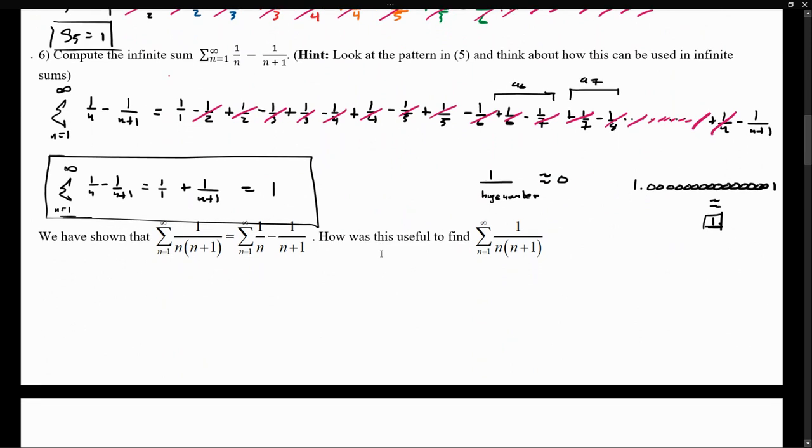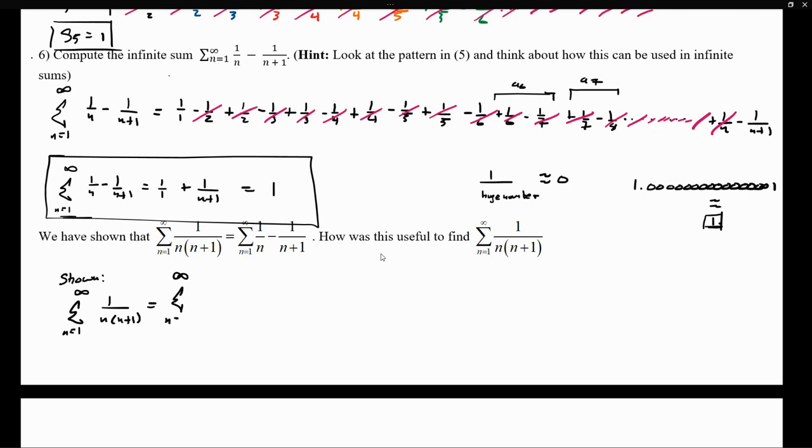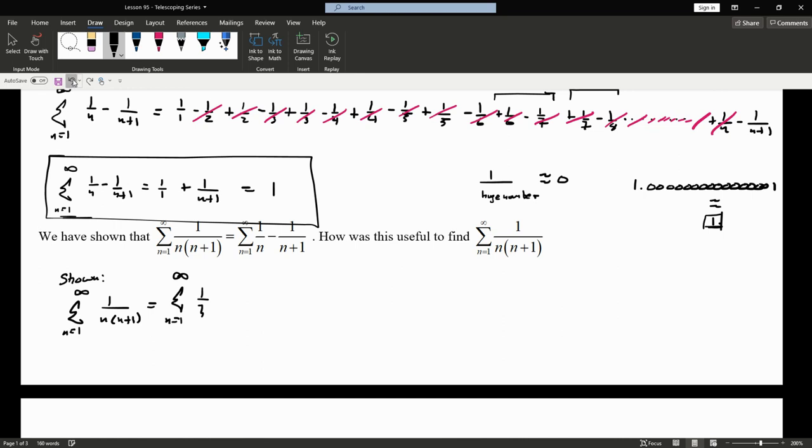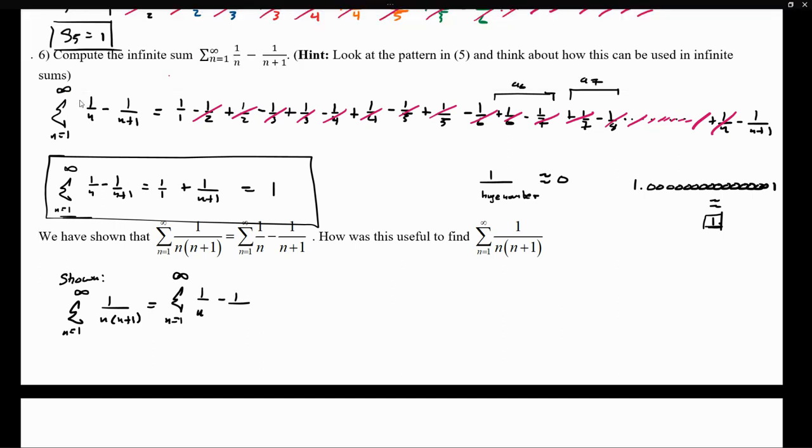And let's just summarize what we have done here. First we have shown that the initial series can be written in a different way. We have shown that this infinite series was able to be written in a different way.